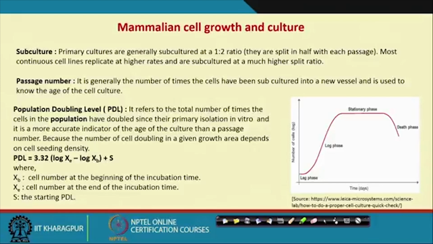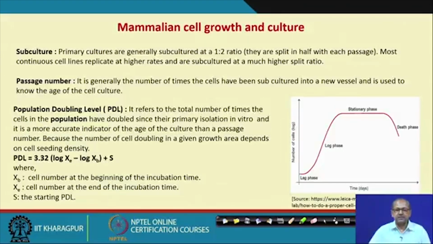Because the number of cell doublings in a given growth area depends upon the cell seeding density. In a given area, if you use, say, a cell density of 1 into 10 to the power 5 per ml, say 500 microliter, then you can use 3 into 10 to the power 5 in the same situation. Then you will see confluency very quickly for higher cell density, and confluency is less for less cell density.